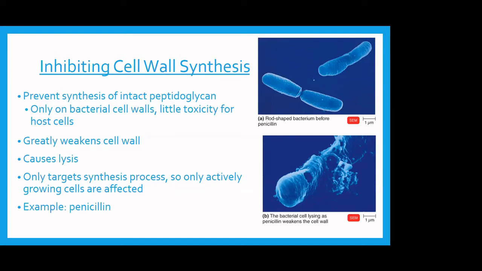A great example of inhibiting cell walls and cell wall synthesis is penicillin. Penicillin targets the teichoic acids that hold the peptidoglycan together on the gram-positive cell wall, which is why penicillin is so effective at killing gram-positive bacteria. A couple of really awesome pictures here showing you gram-positive rod-shaped bacteria before penicillin and after.